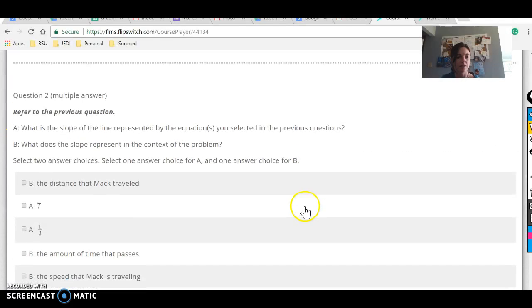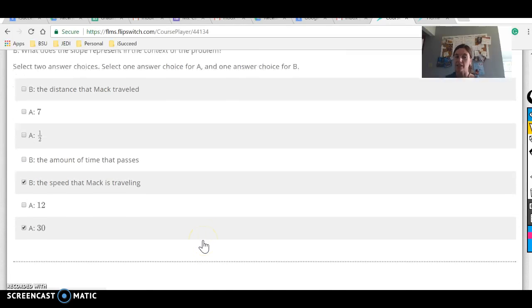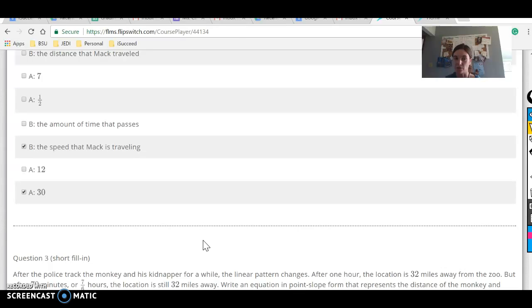Okay, so what does the slope of the line represented by the equations we selected in the previous question mean? What is the slope? We know full well that the slope is 30. We solved for that. And then what does slope represent? Well, slope always represents a rate. In this case, the y-axis represented distance, the x-axis represented time, and the rate, or the speed, that the monkey was traveling is represented by the slope.